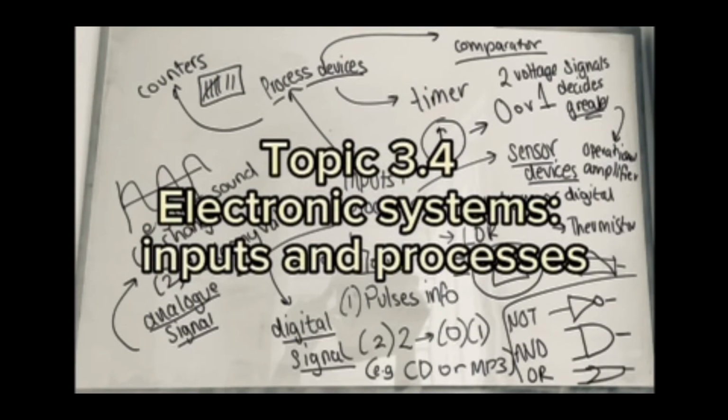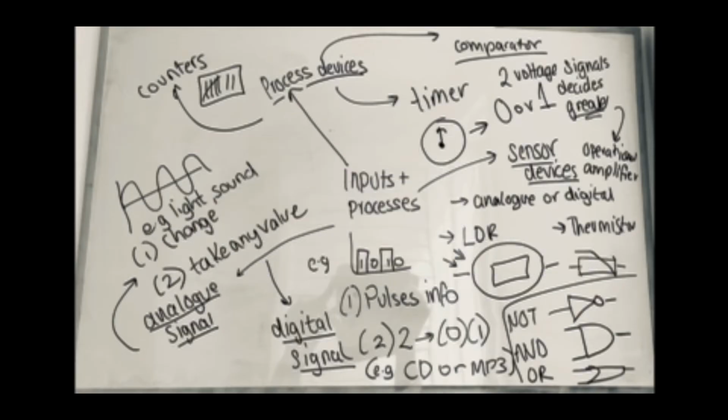Now looking at inputs and processes. So the first thing you need to know are the signals. So there are analog signals and there are digital signals, and normally in a block diagram in a system, these are represented by the arrows. So an analog signal can take any value firstly, and it also changes continuously. So it could be something like the light levels where it could change. Now you can see the graph which goes up and down.